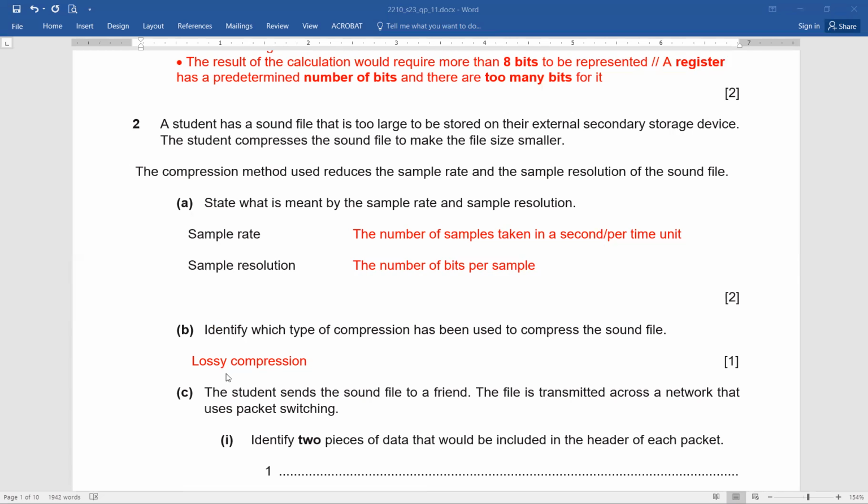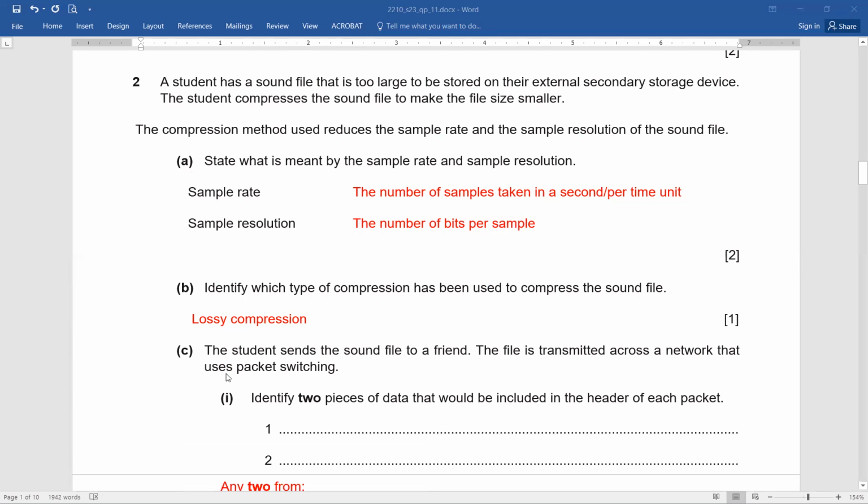Okay. The student sends the sound file to a friend. The file is transmitted across a network that uses packet switching. Identify 2 pieces of data that would be included in the header of each packet. Now, can you recall what are the contents of header? And by the way, what are the components of the data packet? Just asking. Header is already mentioned.